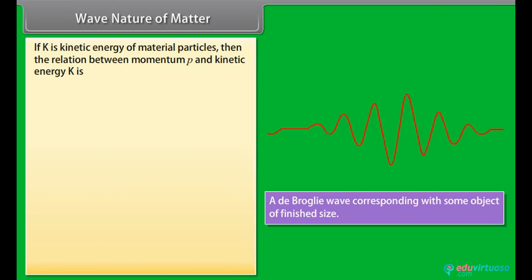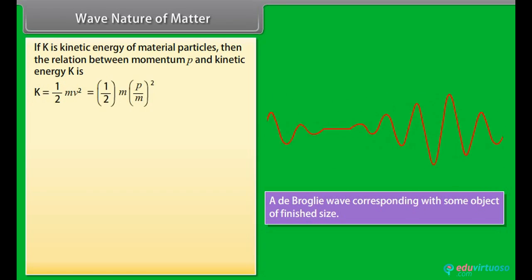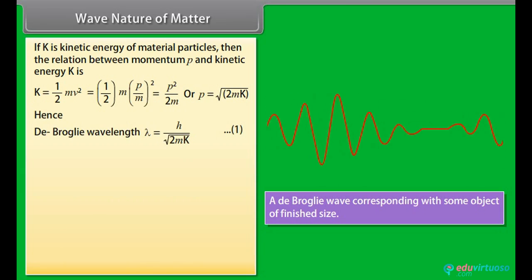If K is the kinetic energy of material particles, then the relation between momentum p and kinetic energy K is K = 1/2 mv² = 1/2 m (p/m)², which equals p²/2m, or p = √(2mK). Hence, the de Broglie wavelength lambda = h/√(2mK). Name it as 1.